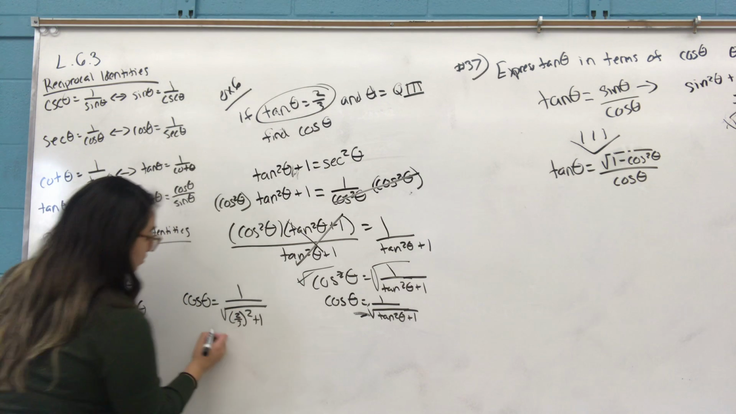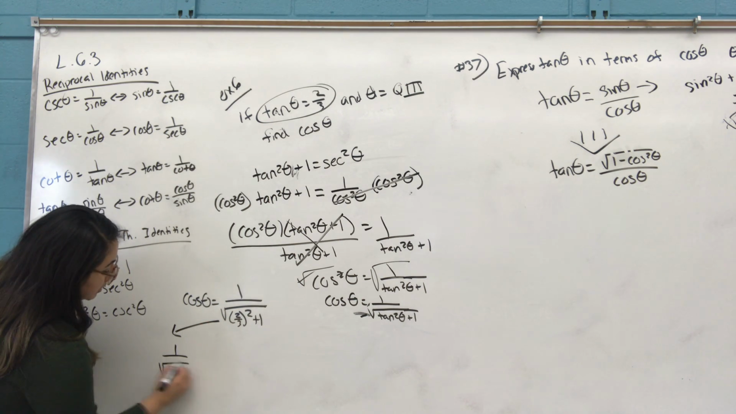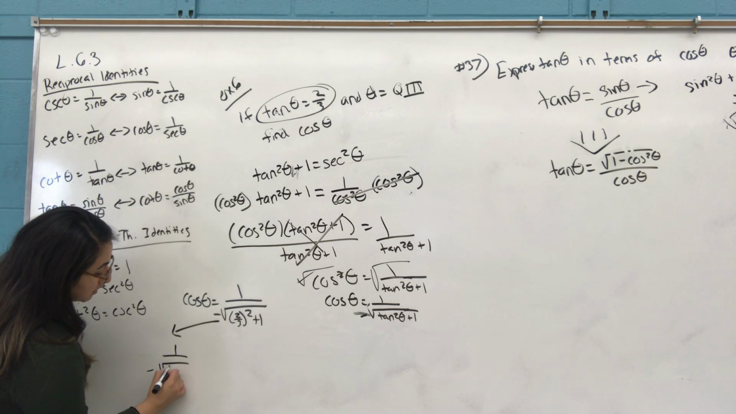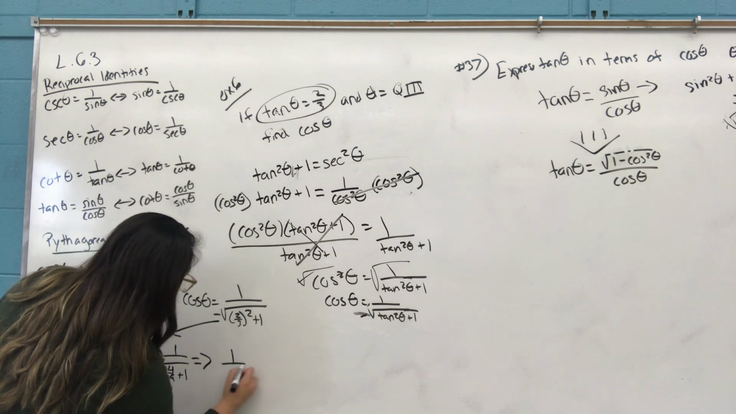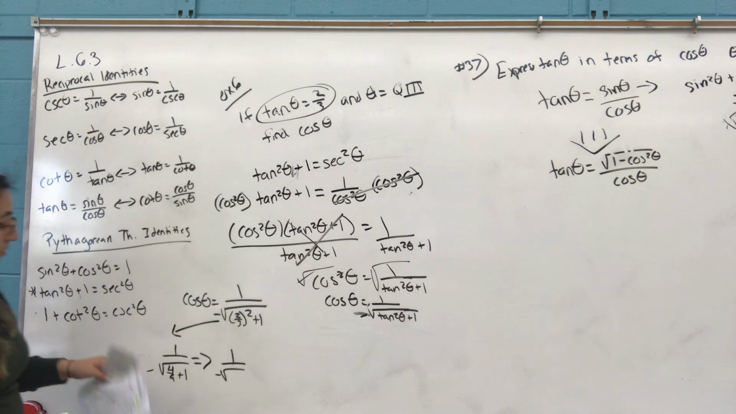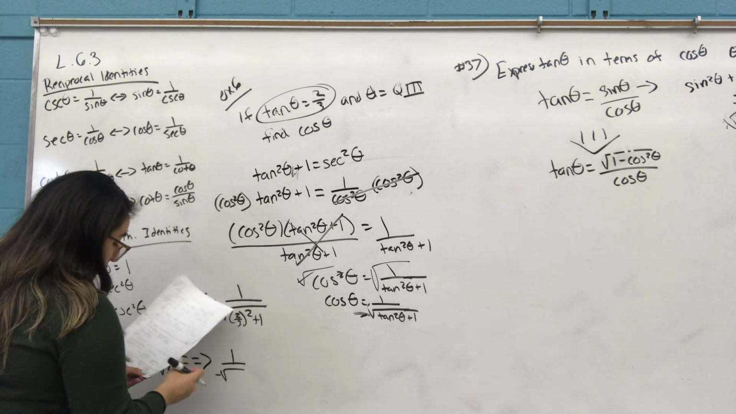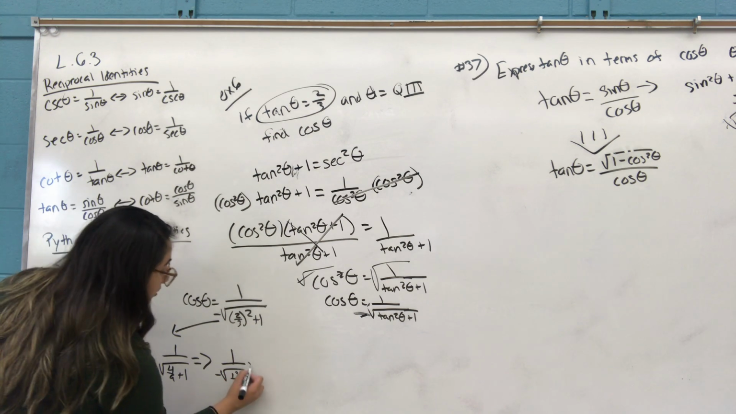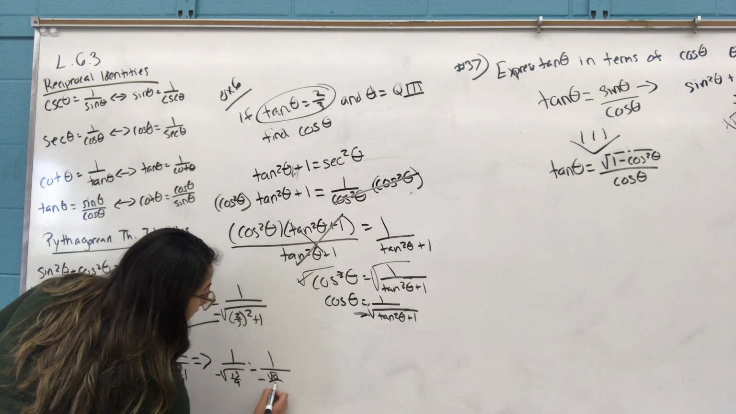So I'm going to go ahead and do over here. So I have 1 over, this squared is, I know this is going to be negative. So it's 4 over 9 plus 1. That is equal to 1 over 4 over 9 plus 1. I get 13 over 9, which is then simplified to square root of 13 over 3.